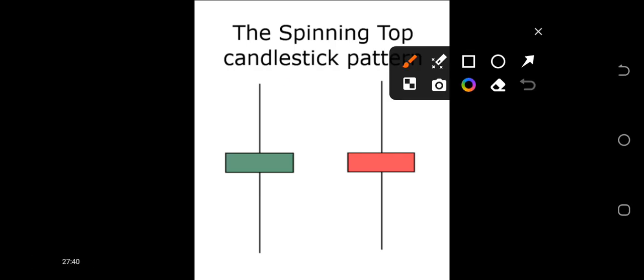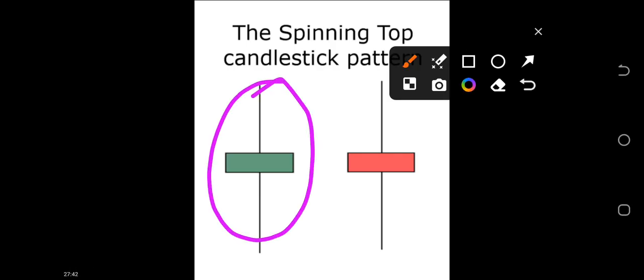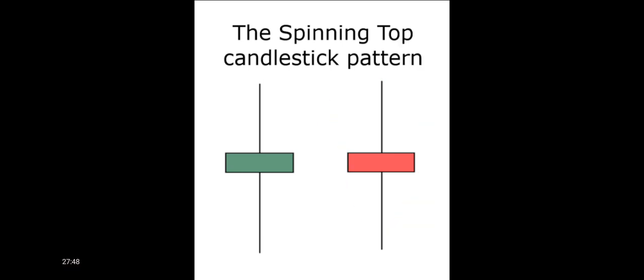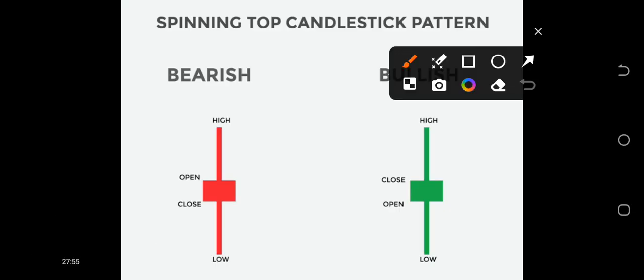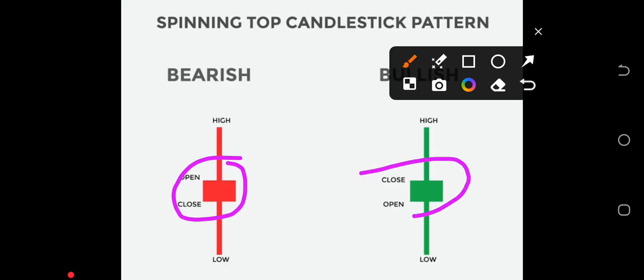If it appears a bullish green like this, it is a spinning top. If it appears red like this, it is also a spinning top. So this one is called the spinning top candle. This is the spinning top candlestick. You can see the body of the candle, the opening price and the closing price for the bearish spinning top, and the opening price and close price for the bullish spinning top candle.